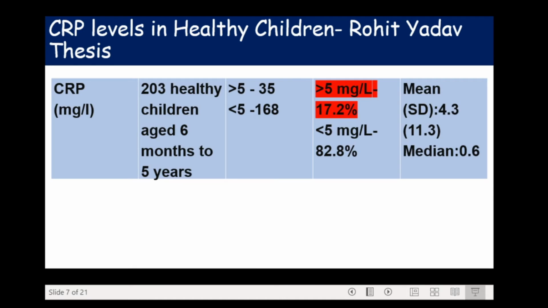But even in reality, this dilemma is quite obvious. For example, when Dr. Rohit did his thesis among healthy Anganwadi children aged 6 months to 5 years, although our primary aim was to do vitamin A levels, we even did CRP levels, and we found abnormally high CRP values exceeding the cutoff 5, which were found in nearly 17.2% of healthy asymptomatic children.